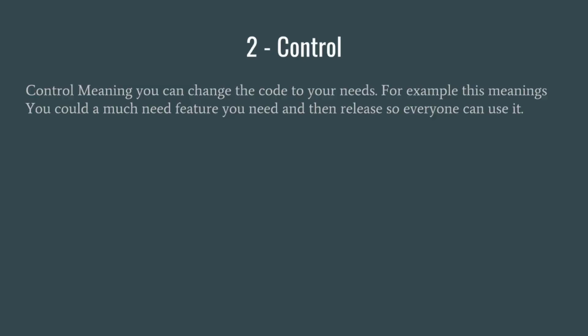Now, two, I just hinted at it, control. Control meaning that you can change the code to your needs. I kind of already hinted at this. For example, this means you could add a much needed feature and then release it so everyone can use it, right? So again, that's a very empowering thing as a developer. If you're not a developer, then not so much. But you do still have that control.